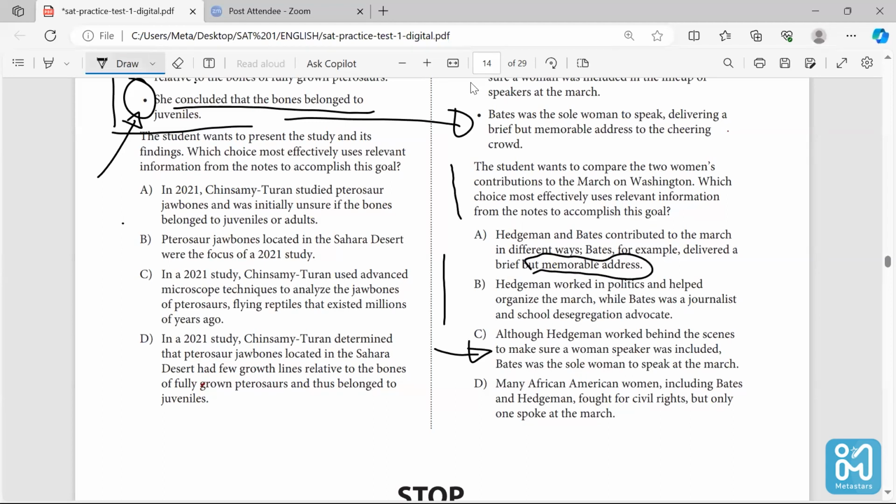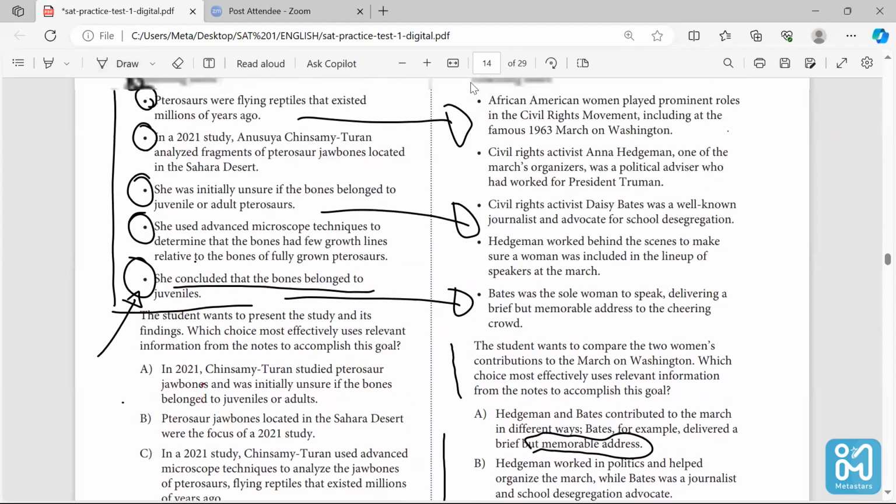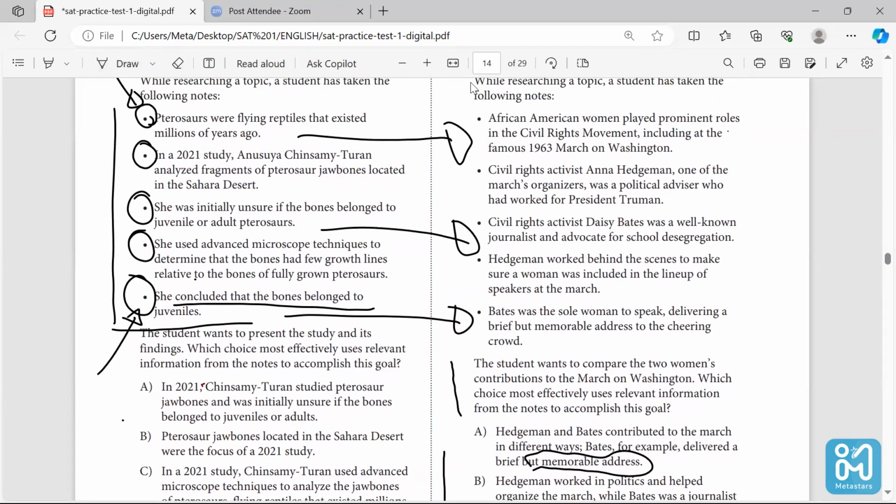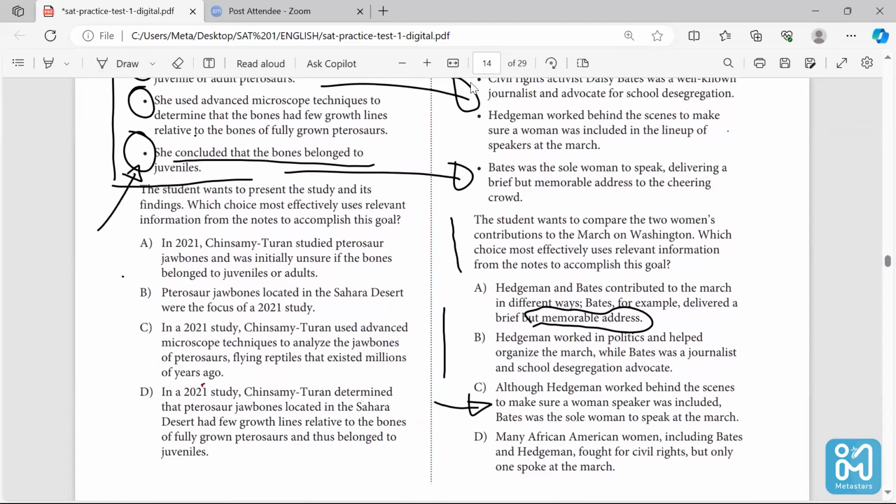This one is actually about how she organizes marches and plays prominent roles in the civil rights movement. And you have only shortcutted to the memorable address.